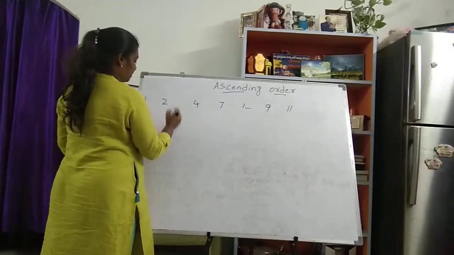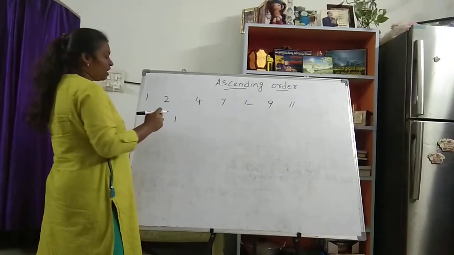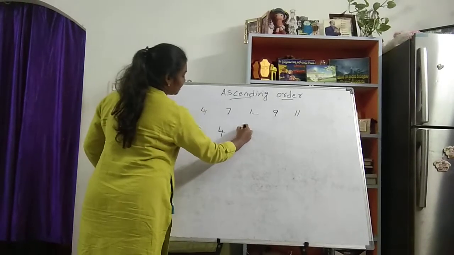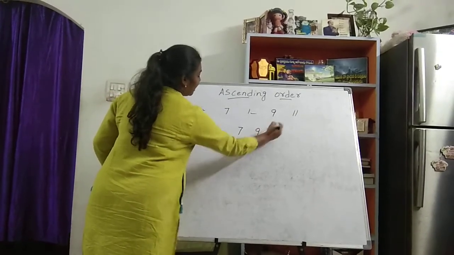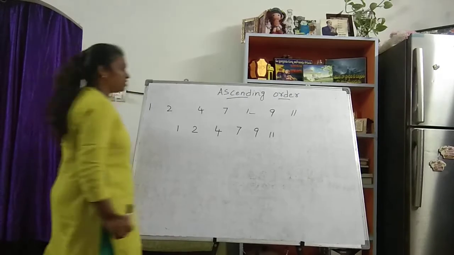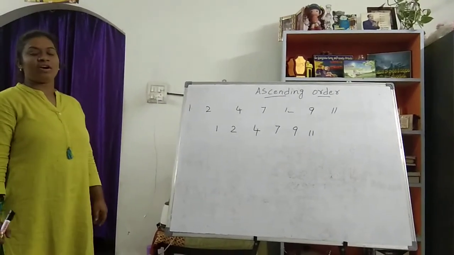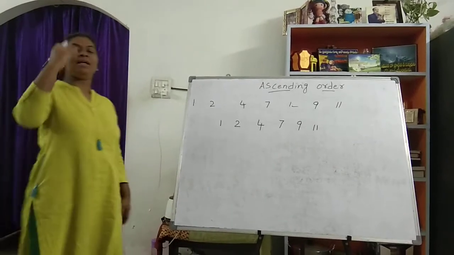So write 1 first. Then next, which is a smaller number? 2. Then 4. Then 7. Then 9 and then 11. So this is called ascending order, writing numbers from smaller to the bigger.